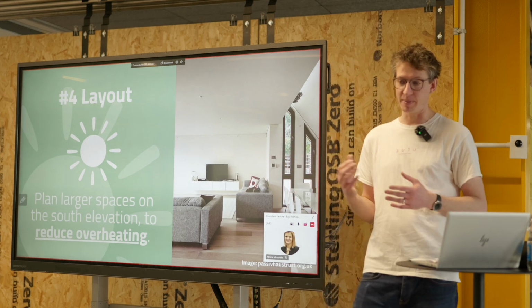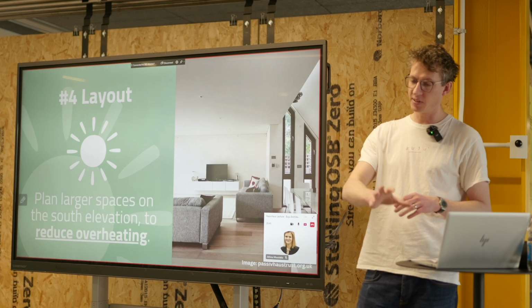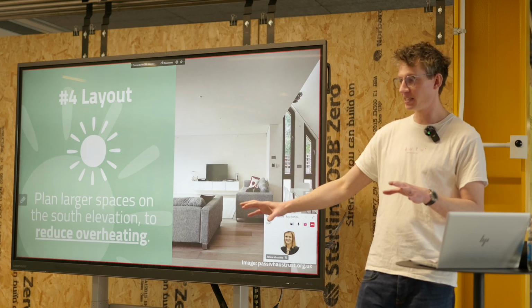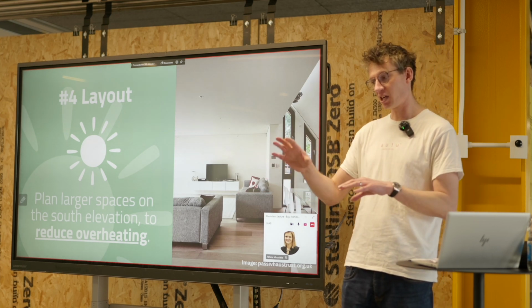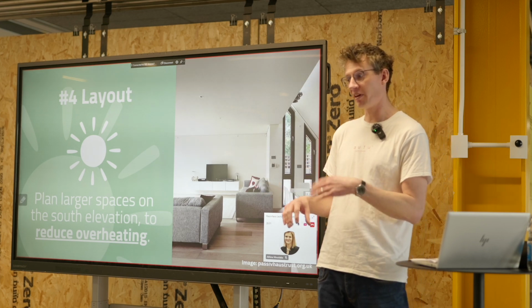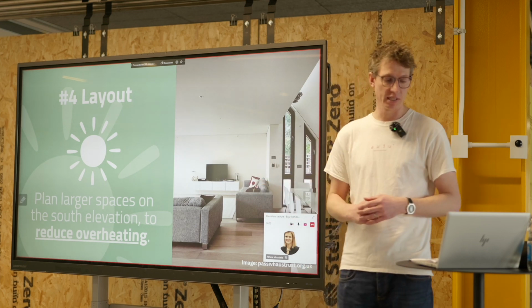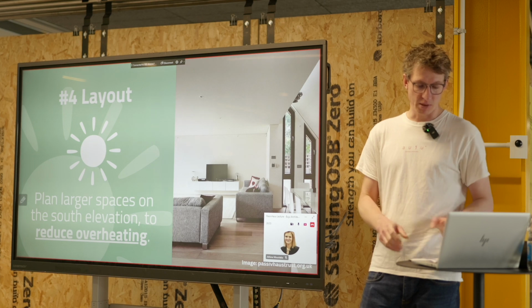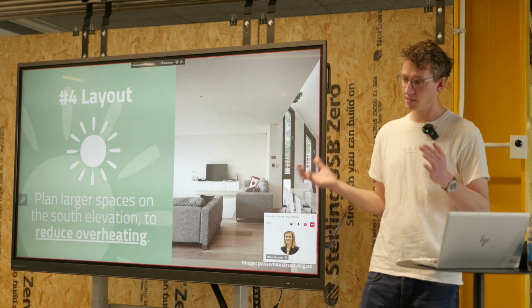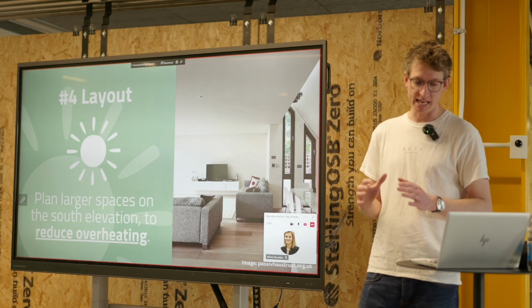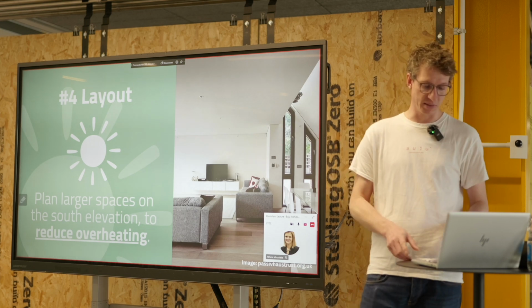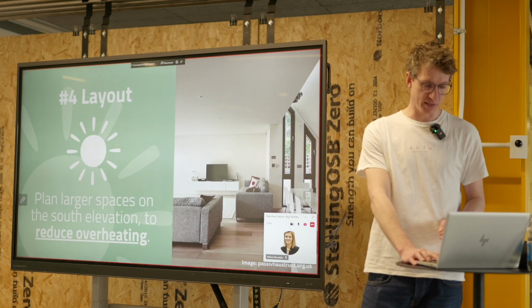There are also transfer spaces as well, so you might have a living room and a corridor and then a utility room, and actually that corridor doesn't necessarily have to have supply air or extract air. It can be a transfer space for the property. So trying to think about these things from an early stage when you're laying out your building is really important to make that efficient design process, basically.